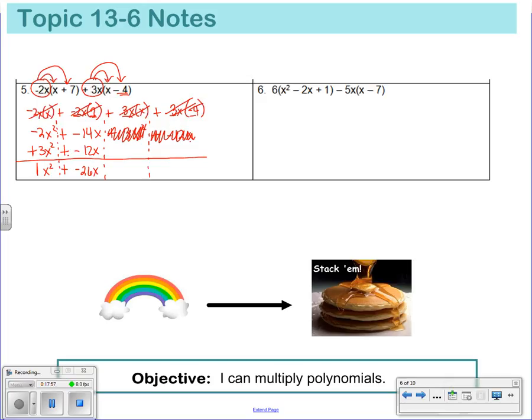Now let's rewrite. I have 1x squared. Notice my plus and negative, so it becomes a negative or minus 26x. Again, on a standardized test, you will not see the 1 in front of the x squared.